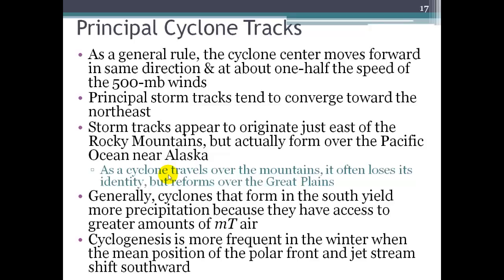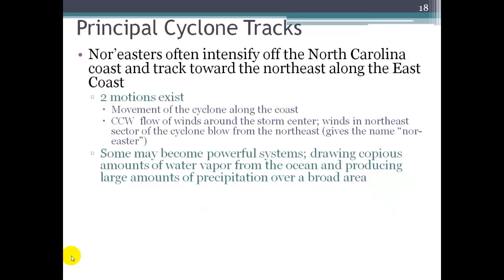Typically, cyclones that form in the south have more moisture in them because they have access to that maritime tropical air. And cyclogenesis is more frequent in the winter, when we have the biggest difference between cold air and warm air, and that polar jet really drives weather for us in the United States.